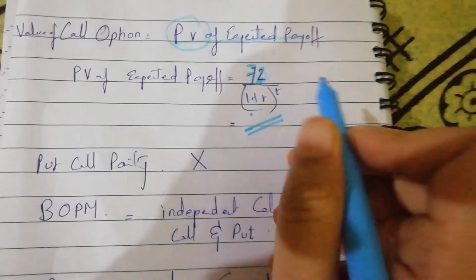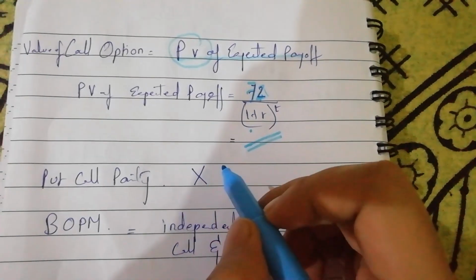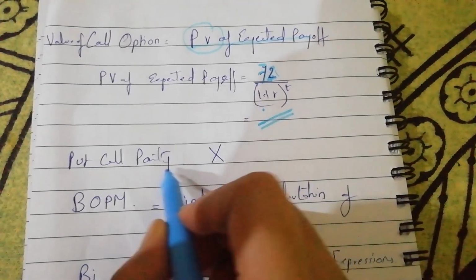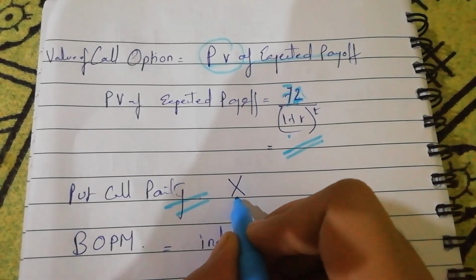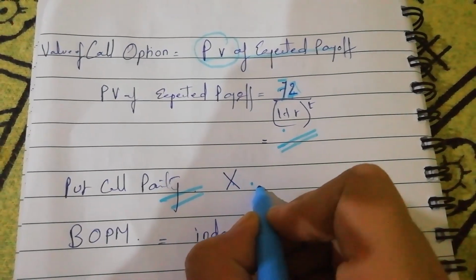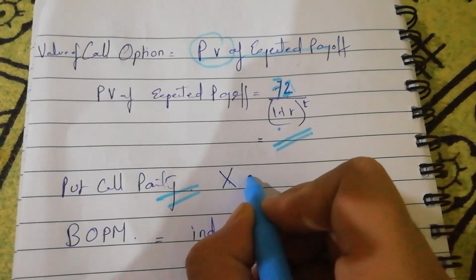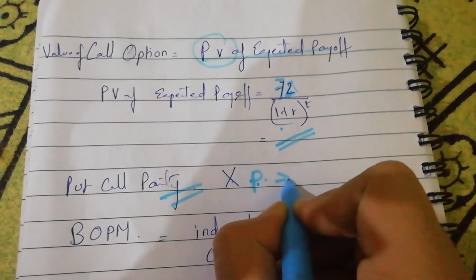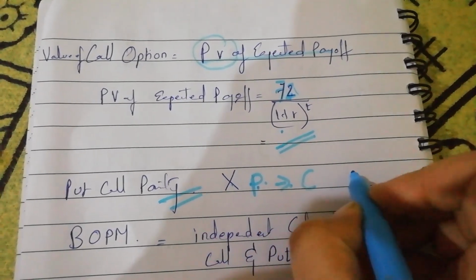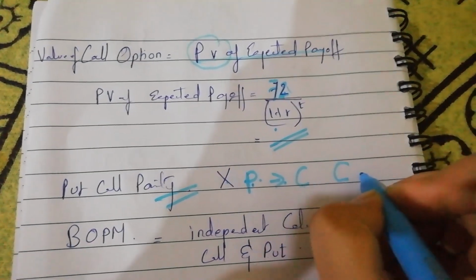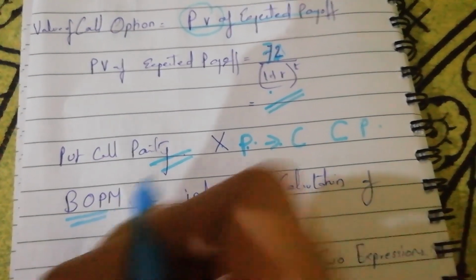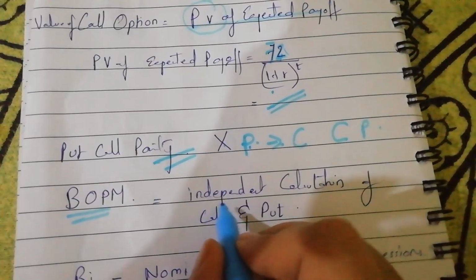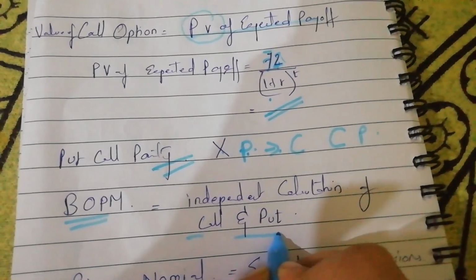Now when you're doing this, compare it with what you used to do before, that is put call parity. In put call parity there was one limitation: if you want to know the value of the put, you have to know the value of the call, but if you want to know the value of the call, you have to know the value of the put. But in BOPM there is no such condition, we can calculate both call and put independently.